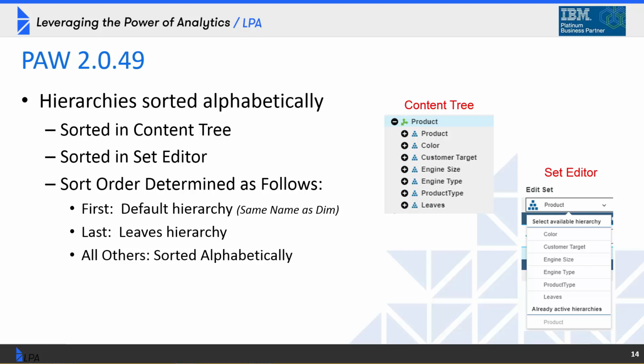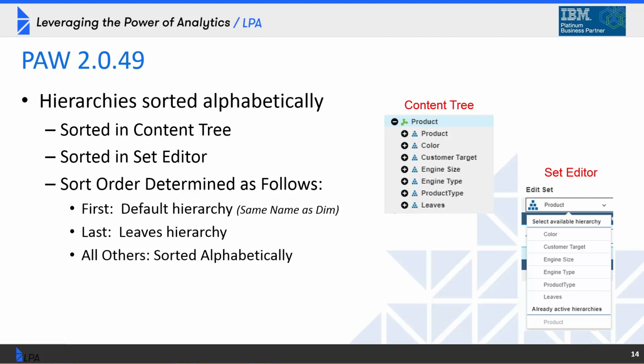So it's the way that they're sorted in the content tree as well as the set editor. The default sort order now within Workspace is the first default hierarchy. First hierarchy that will be shown as a default hierarchy. So that's the hierarchy with the same name as the dimension. You notice on the right hand side, our first hierarchy is product under the product dimension. The last one is the leaves hierarchy. So that one's always going to be at the bottom. What's in the middle, all your other alternate hierarchies that you've created, sorted alphabetically.